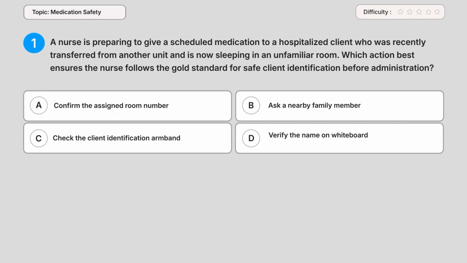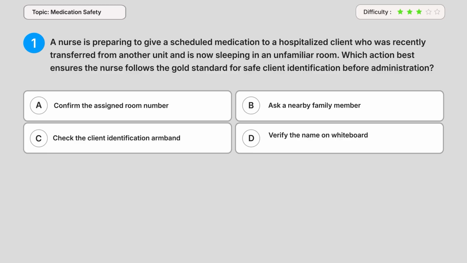1. A nurse is preparing to give a scheduled medication to a hospitalized client who is recently transferred from another unit and is now sleeping in an unfamiliar room. Which action best ensures the nurse follows the gold standard for safe client identification before administration?